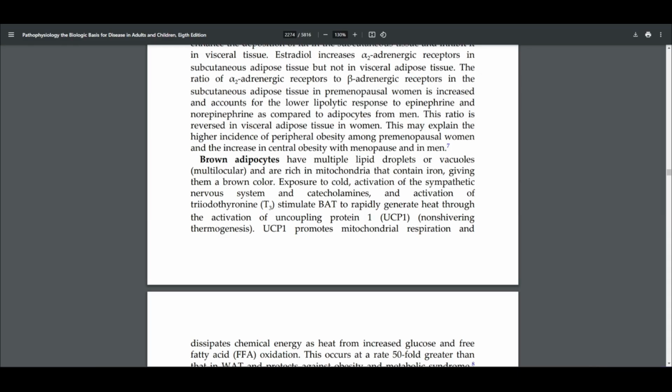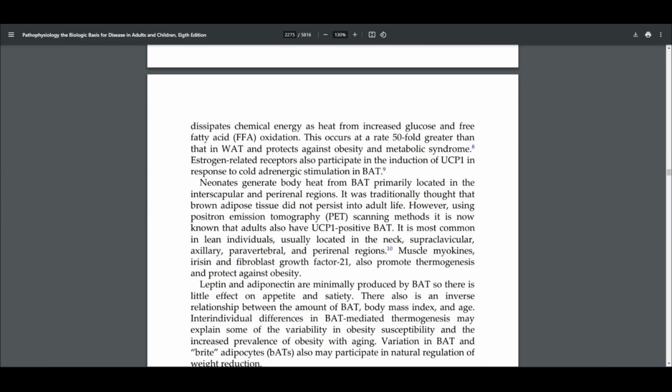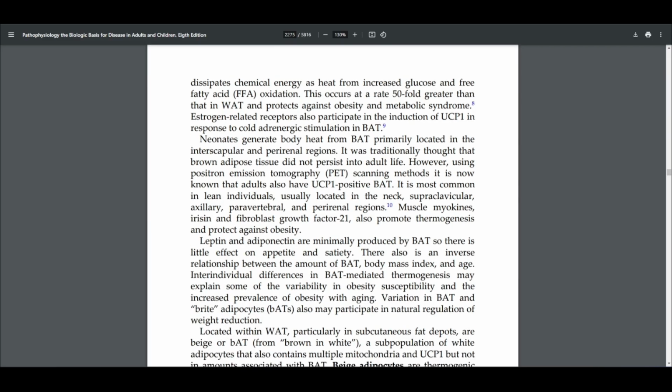That UCP1, or uncoupling protein 1, promotes mitochondrial respiration and dissipates chemical energy as heat from increased glucose and free fatty acid oxidation. This occurs at a rate 50-fold greater than that of WAT and protects against obesity and metabolic syndrome. Estrogen-related receptors also participate in the induction of UCP1 in response to cold adrenergic stimulation in BAT.